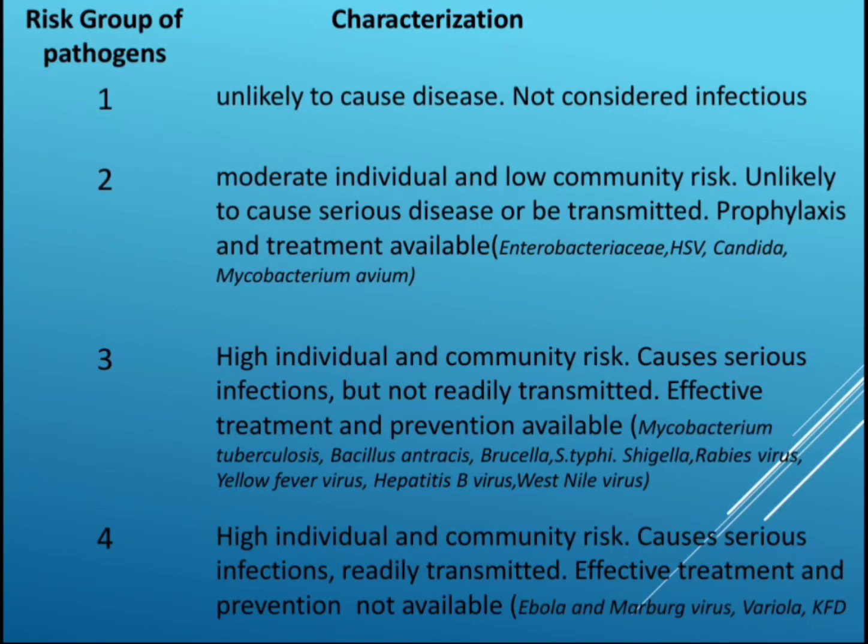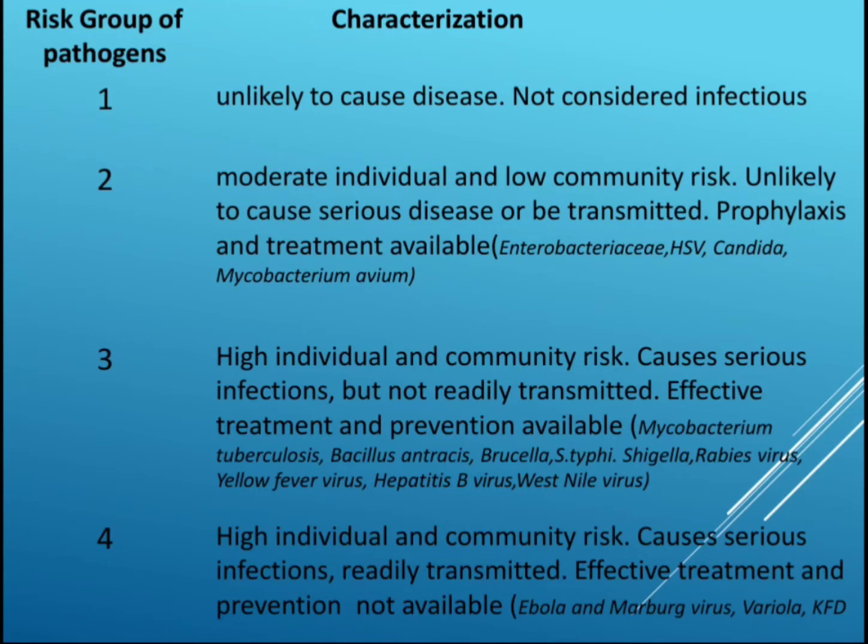Third is the risk group of pathogens with high individual and community risk, which causes serious infections but is not readily transmitted. Effective treatment and prevention is available. Okay, Mycobacterium tuberculosis, Bacillus anthracis, Brucella species, Salmonella typhi, Shigella species, rabies virus, yellow fever virus, hepatitis B virus, West Nile virus. All these come under risk group of pathogen number 3.